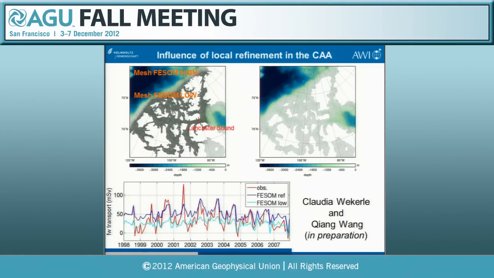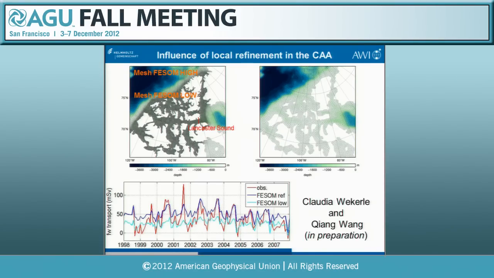And another example I picked up from the work by Claudia, who compared FESOM simulations with different resolutions over the Canadian Arctic archipelago. And on the right, you see the coarse reference mesh, and on the left, you see the mesh where the refinement was done. Outside this area, both grids are nearly identical. And Claudia computed the transports across different passages and compared them to the observation. And below, you see as an example the freshwater transport across Lancaster Sound, time series of it.